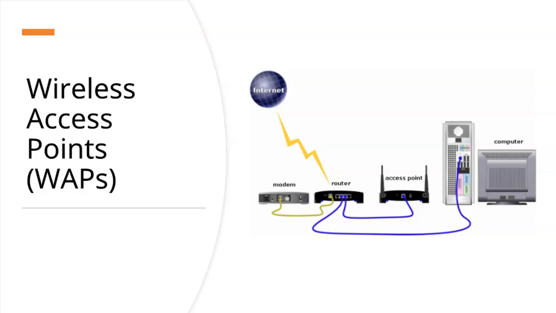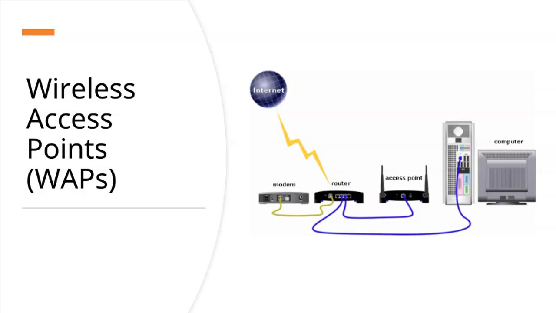5. Client association. Wireless devices, such as laptops, smartphones, and tablets, can connect to the wireless network by selecting the SSID and entering the security key if required. 6. Data transfer. Once connected, data is transferred between the wireless devices and the wired network through the access point, which bridges the wireless and wired networks.